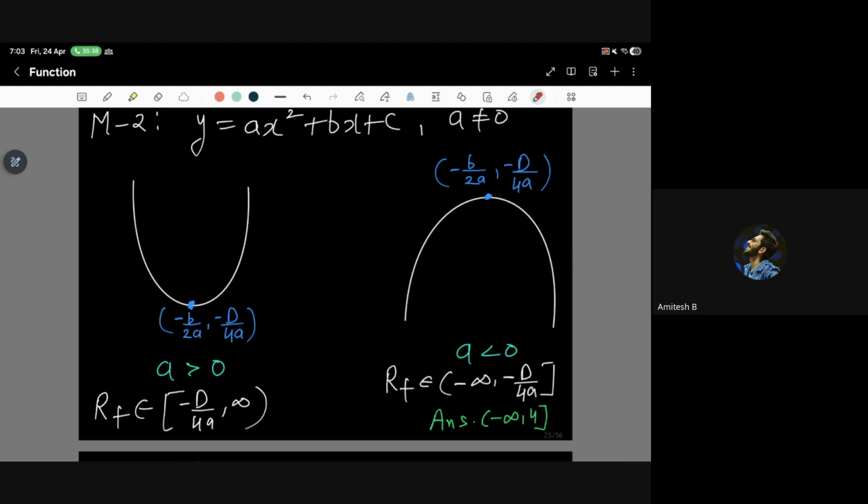Yes, any doubts in this? Have you studied this thing in the ninth batch? You studied the quadratic chapter in the ninth. Yes. Okay, so you can use this also. Okay.